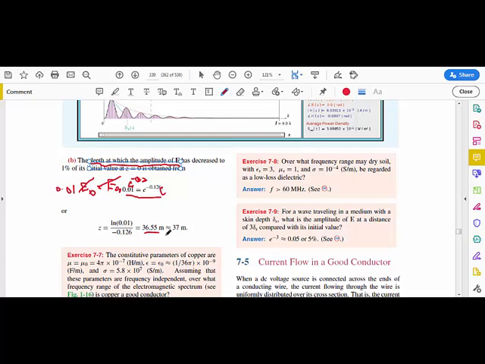Definitely we take ln of both sides and then find z, and z here is equal to about 36 meters or 37 meters. We just equate the magnitude of the electric field multiplied by exponential minus alpha z with 1% of the magnitude of the electric field, and take the ln of both sides and then find z. That's it.